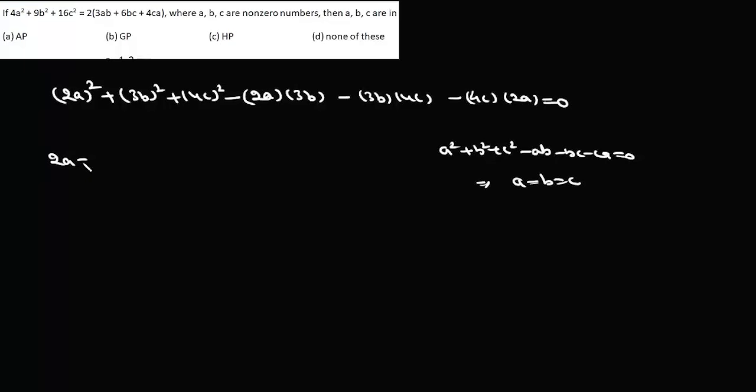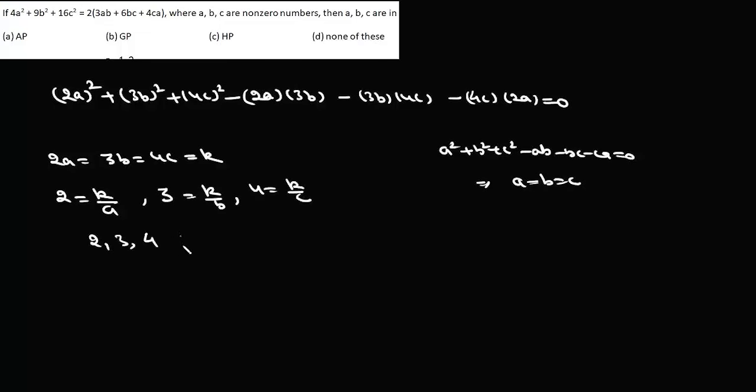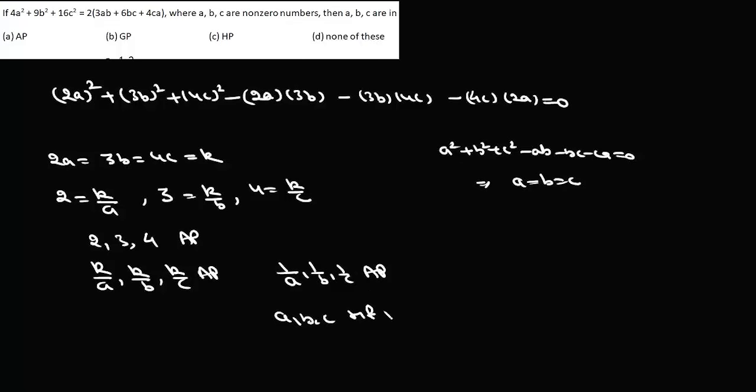So from here we can write 2a must be equal to 3b and must be equal to 4c, and it is equal to k. So we get 2 equals k by a, 3 equals k by b, and 4 equals k by c. Now 2, 3, 4 are in AP. That means k by a, k by b, and k by c are in AP. 1 upon a, 1 upon b, 1 upon c are in AP. That means a, b, c are in HP. That means the correct option is this option C.